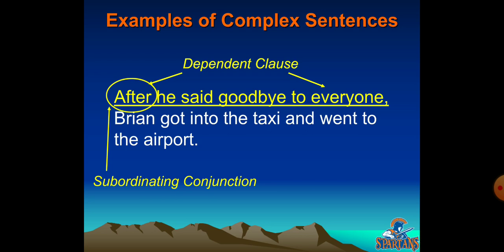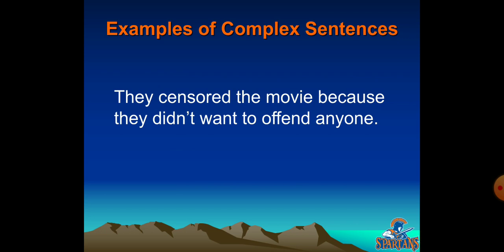So it's a dependent clause with a subordinating conjunction after. Examples of complex sentence. They censored the movie because they didn't want to offend anyone. As you can see here, the first part of this sentence, which is they censored the movie, is an independent clause. The other part of the sentence, because they didn't want to offend anyone, is a dependent clause because it's preceded by the subordinating conjunction because.